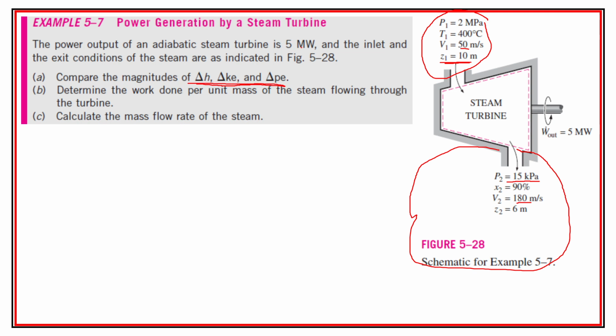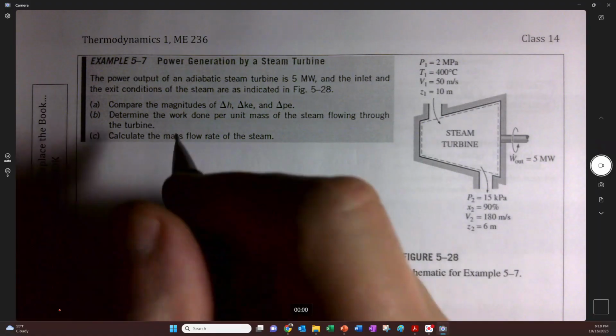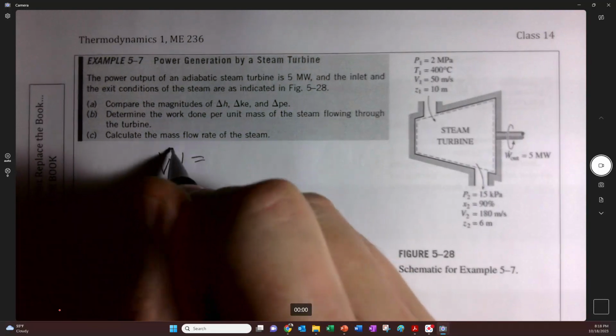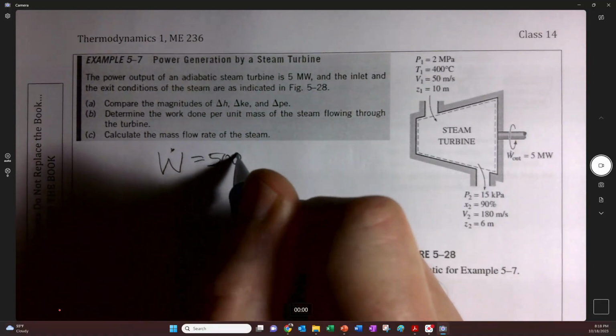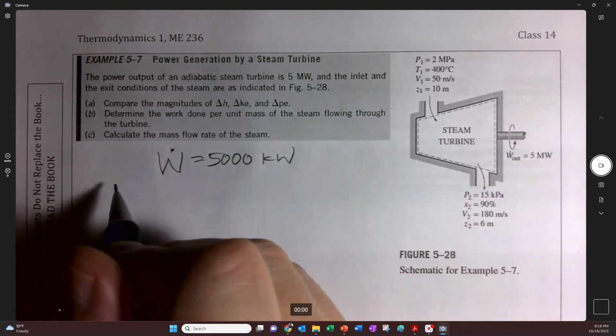So it's a 5 megawatt, so 5,000 kilowatt generation, and the inlet temperature is given. We want to determine the work done per unit mass. I don't know why that matters, I guess because we can get what the flow of the steam is going to be. So that was their whole scheme of the steam. Anyway, we have power of 5,000 kilowatts. That's a lot of kilowatts. Let's take a look at the properties.